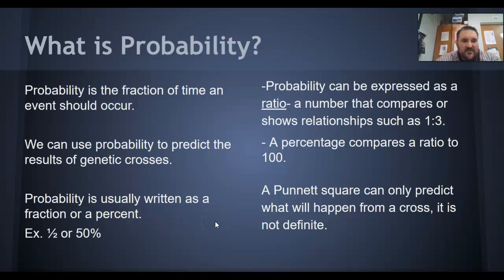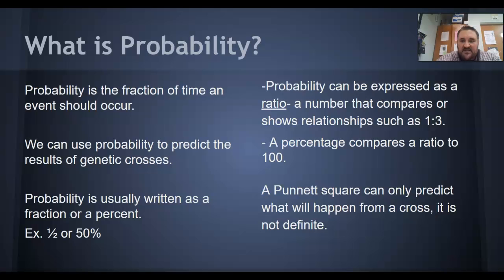Probability is the fraction of time an event should occur. We can use probability to predict the results of crosses, or it could be as simple as just flipping a coin. You flip a coin, you have 50% chance of getting heads, 50% chance of getting tails. Probability can be expressed either as a ratio or a percent.